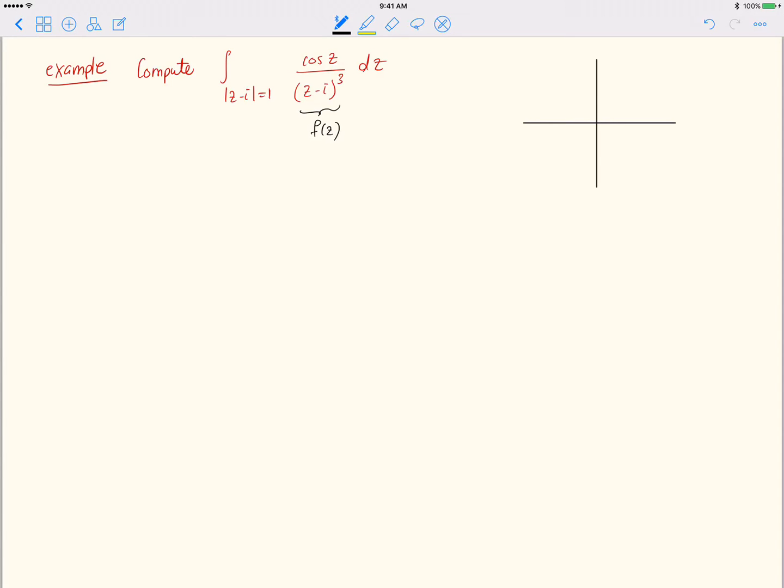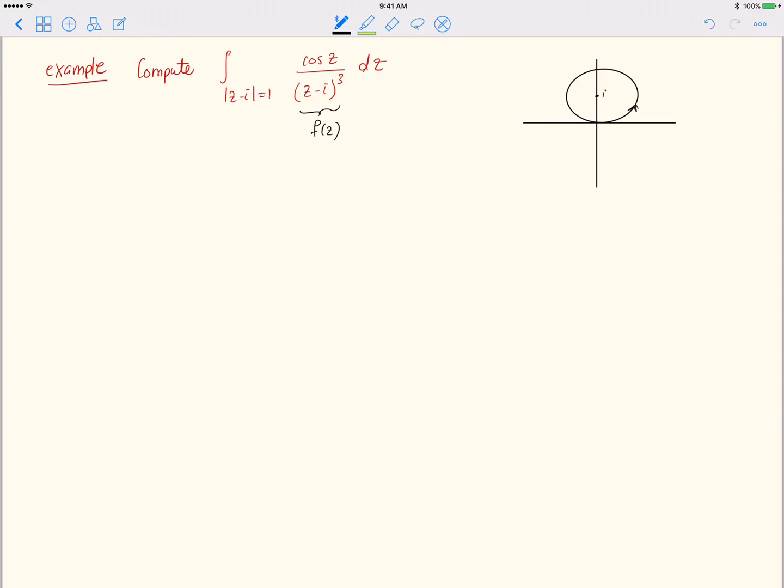So it's going to be here, isn't it? So if I draw a circle. Alright, let's say that's a circle. So this is going to be my curve.